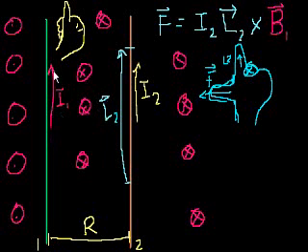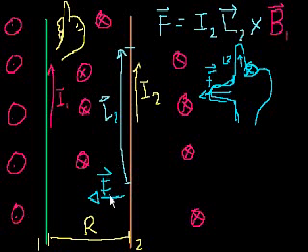If this current is moving in this direction, and its field is, we know from this wraparound rule, it pops out here and it goes in here. The effect that it has on this other wire, where the current is going in the same direction, is that it will be attracted. So the net force is going in that direction.